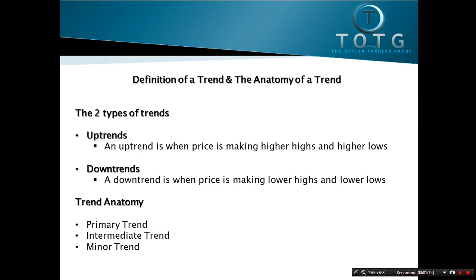Okay, so definition of a trend and the anatomy of a trend. Obviously, there's two types of trends, or two directions the market could go other than sideways. It can go up and it can go down. An uptrend is defined as when price is making higher highs and higher lows, and a downtrend is defined as when price is making lower highs and lower lows. And trend anatomy, there's three different classifications of trends. There's primary trends, intermediate trends, and minor trends. I'm going to get into some chart examples here in just a second so you can see what I'm talking about.